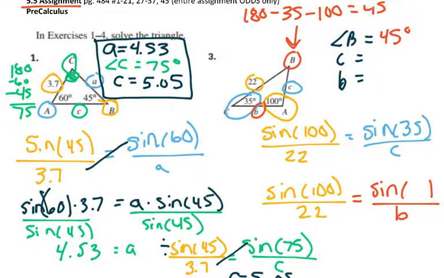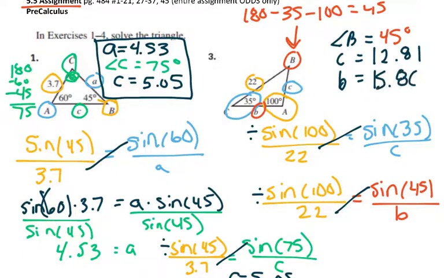Alright. So then we're going to plug in the 45 here so that we can solve. And again, cross multiply, divide by the sine of 100. And our C value comes from sine of 35 times 22 divided by sine of 100. And so that's our C value of 12.81. And then our B value comes from sine of 45 times 22 divided by sine of 100. And so that's 15.80, because 15.796 rounds up to 15.80.